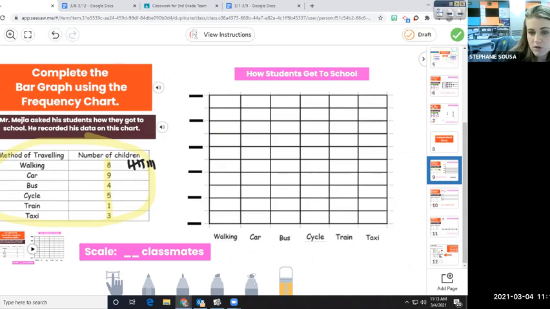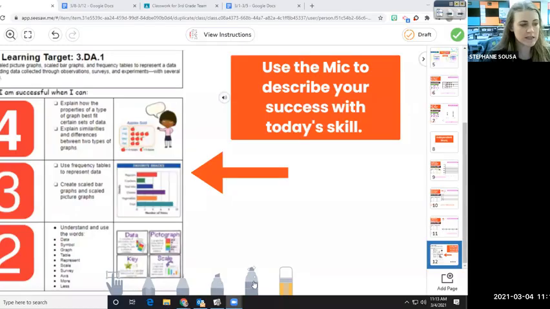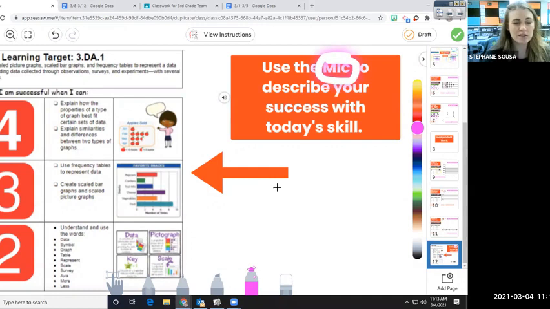Okay, so it looks like we're starting to understand our scale. All right, kiddos, that is your independent work today. You are going to complete slides 9 through 12. I want to point out slide 12 to you. Notice that it says use the mic to describe your success with today's skill. The mic is right here. See it right there? It's pretty.